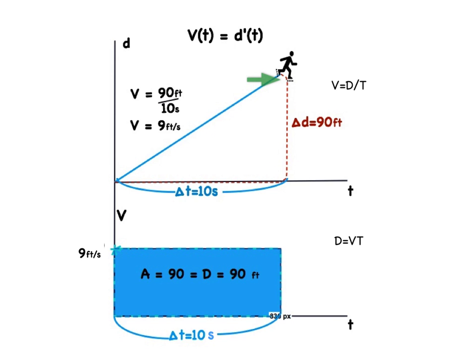So when we're mapping distance against time, the change in distance is simply going to be the vertical displacement of the function. But when we're mapping velocity against time, right, the distance is going to be velocity times time, which is the area of the rectangle. So we already have a connection between this vertical displacement of the distance function right here and the area underneath the velocity function.